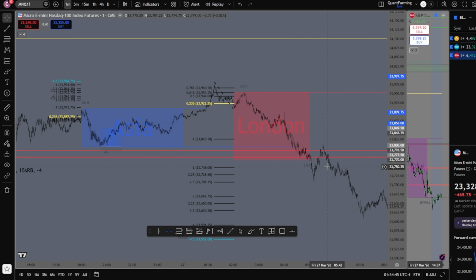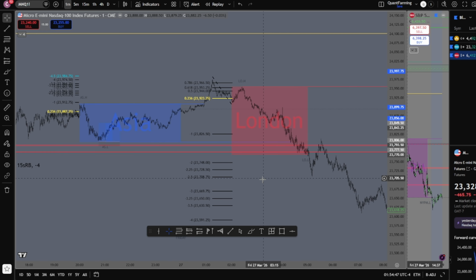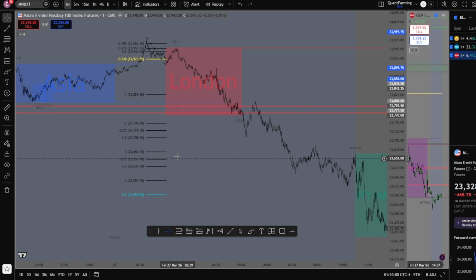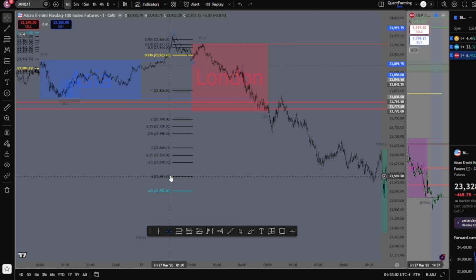-2 is typically a good reversal zone. -2.5 and -2.5 are also good reversal zones. As you can see, this -2.5 actually caught the bottom of this pullback right here. -3 is not as important. I use these levels pretty rarely, but I have them there.